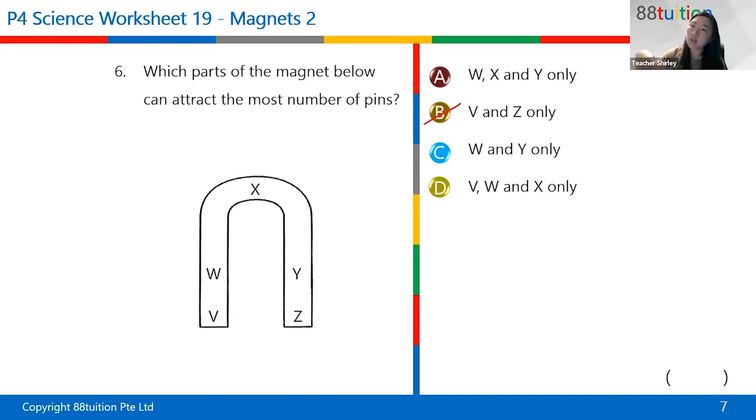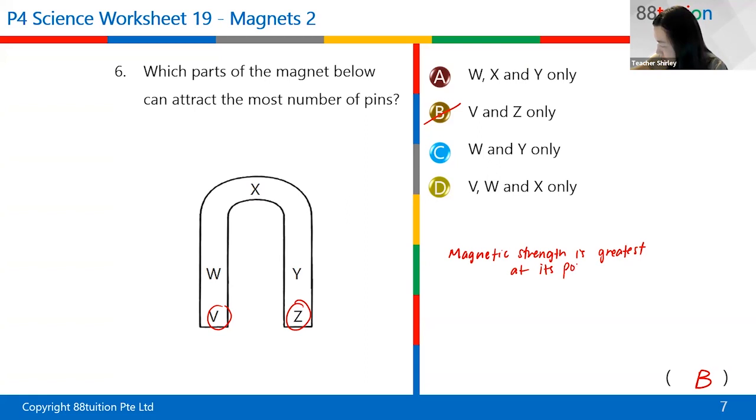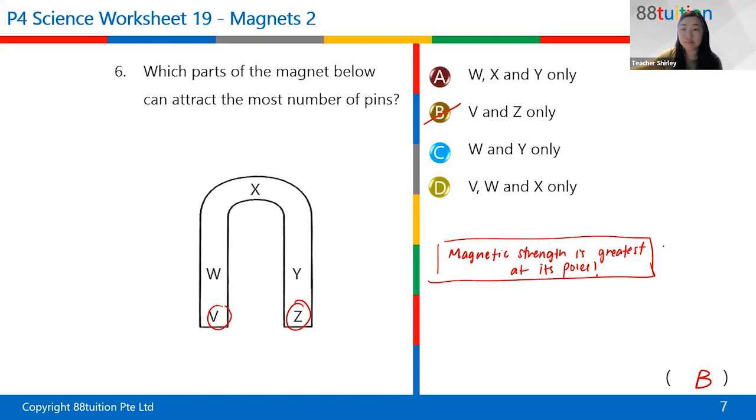Yes, correct. And I think the underlying concept for this question is that the magnetism or the magnetic strength is the strongest at its two poles. So these are the poles, therefore the answer is B. Just remember the underlying concept, right? Magnetic strength is greatest at its poles. Any questions? No questions, I'll move on.